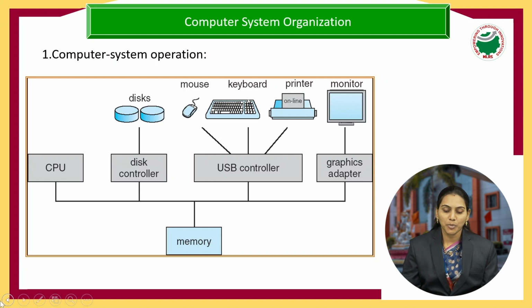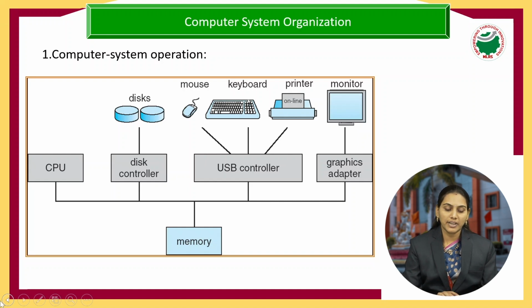Here, in computer system organization, we have three concepts. First one is computer system operation, then storage structure and IO structures. First we will discuss the computer system operation. Here we are going to look at this diagram. Generally any computer has multiple CPUs, device controllers and memory. These are all connected through a common bus. It is used to access the shared memory.